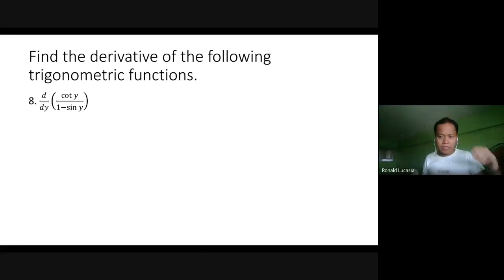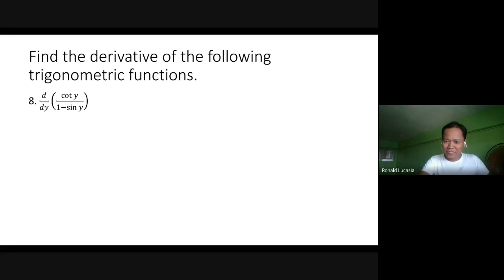Cedric, negative cosecant squared y plus cot y cos y over 1 minus sine y. Bakit nag-x? Di ba y?